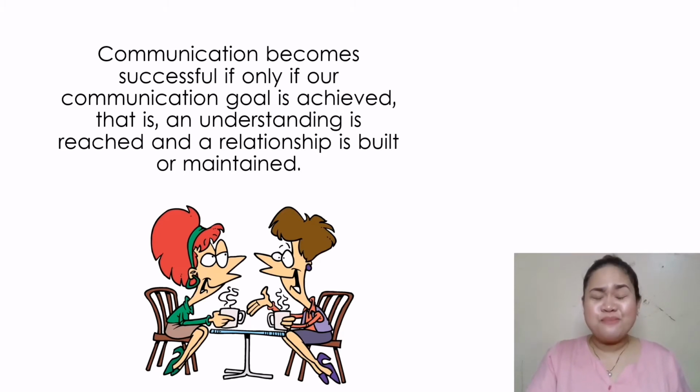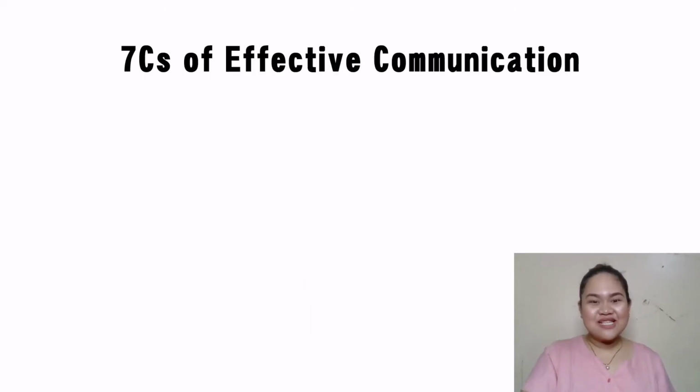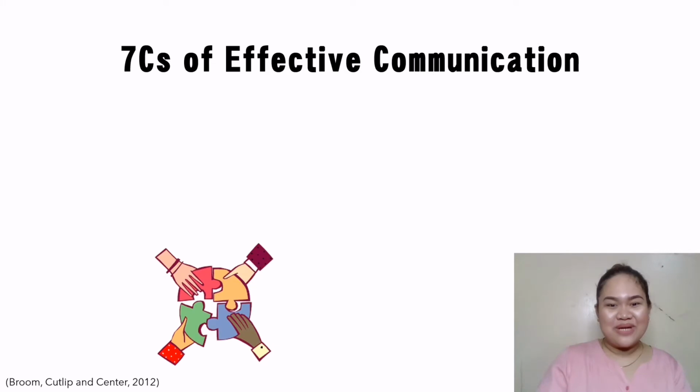To be able to have a smooth and successful communication, we may use some strategies. I have here some strategies by Broom, Cutlip, and Center 2012 that you may use to communicate effectively. They are very easy to remember since they all start with the letter C. That's why they are called the 7 C's of effective communication. Communication breakdown may be avoided by these C's. For every C, I would highlight the very important keyword or keywords that would help you remember them very well.